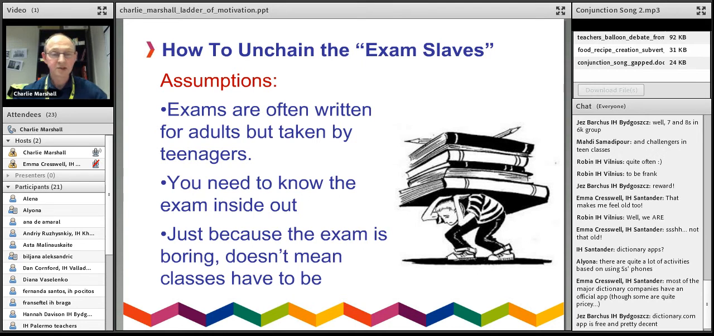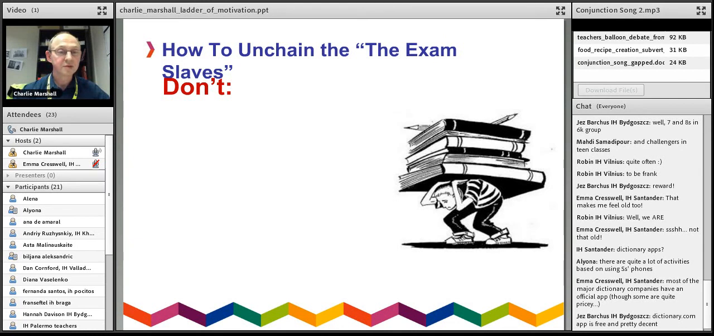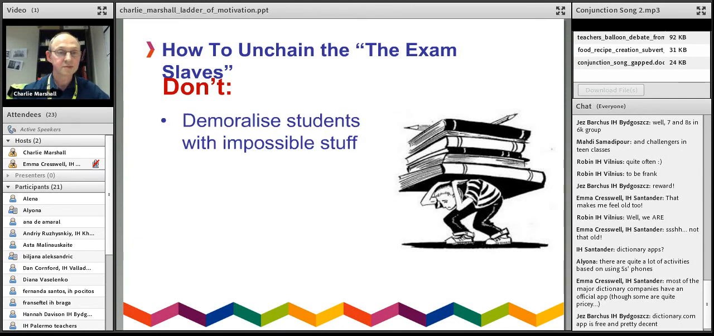And I just think that just because the exam is boring, it doesn't mean the classes have to be. I'm going to show a couple of ideas in a minute. So first of all, don't demoralize the students by giving them full strength exam questions on the first day. You have to build things up slowly. Don't overdo the past papers.